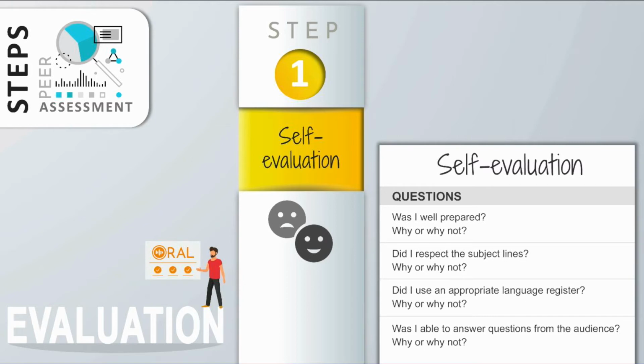Indeed, in order for the student to be able to accept feedback from his peers and in turn evaluate his peers, he must first be able to evaluate himself. If a student has difficulty doing so, it will be difficult for him to hear and accept what another student may have to say about his speech.